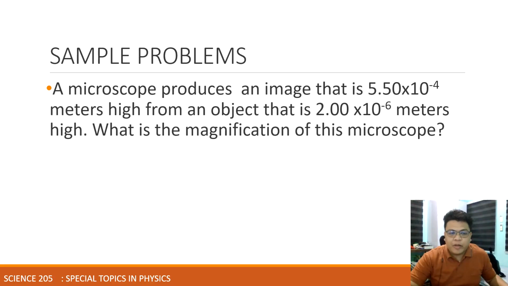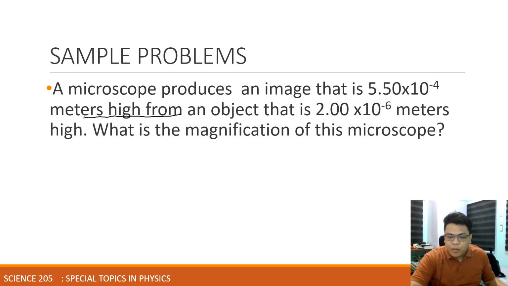So our next problem, let me read. The microscope produces an image that is 5.50 times 10 to the negative 4 meters high from an object that is 2 times 10 to the negative 6 meters high. What is the magnification of this microscope? In the given problem, we have the image height. How can we deduce that it is height? Because it is given here as meters high. So meaning we are given height.